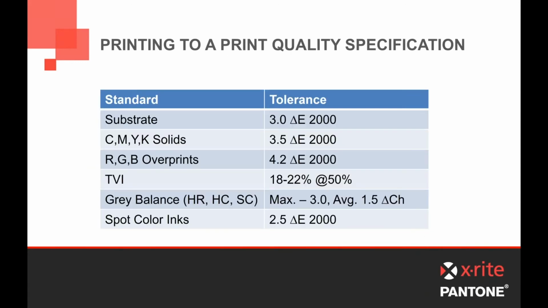Printing to a print quality specification. With ColorCert, you have the ability to control all these attributes of your printing process. The substrate, CMYK solids, the RGB overprints, your dot gain, TVI, gray balance, and your spot colors. You're able to control, view, and report on all these areas.